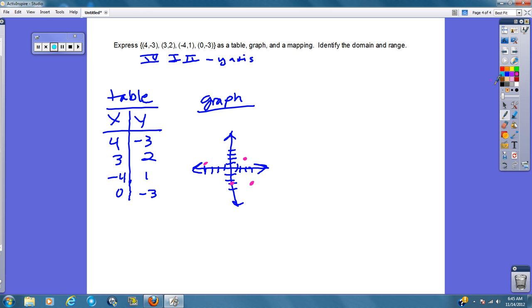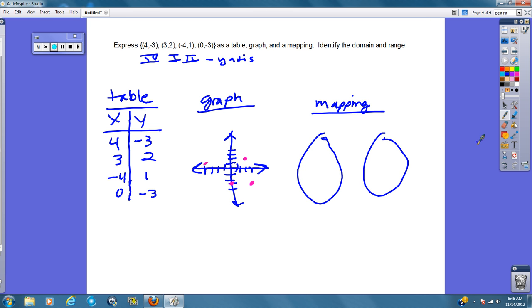Okay. Let's change the pen color back. Now we're ready for a mapping. All right, and so for the mapping, I'm going to do here and here. I actually can do shapes here. Let's try that.